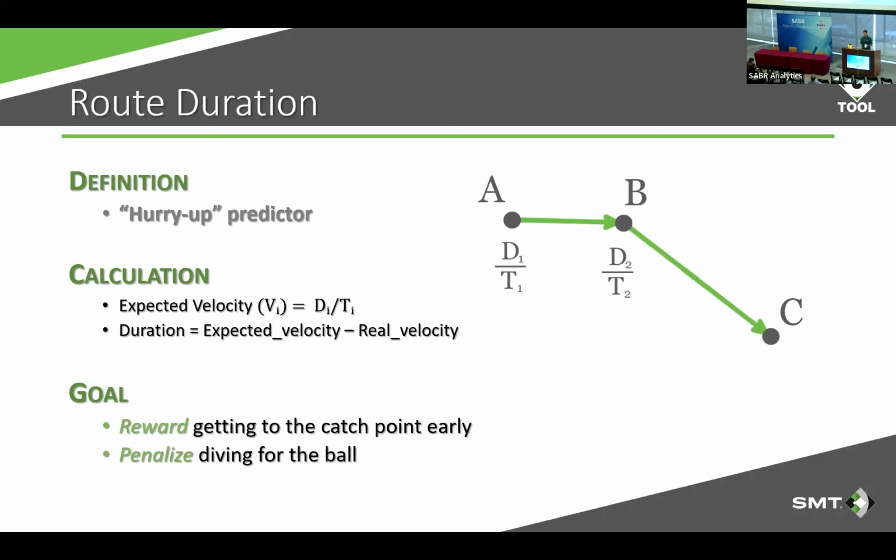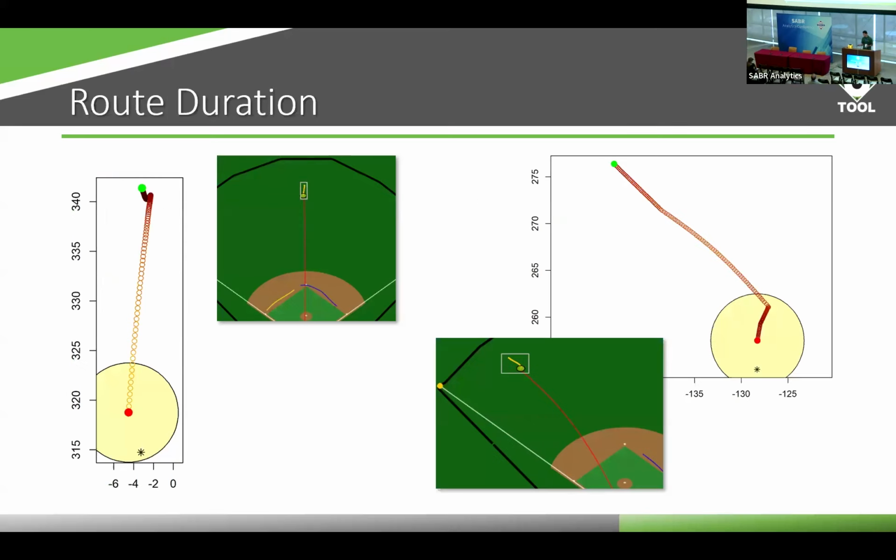And so we can compare that with the player's actual velocity. And so we say if the player's actual velocity is slower than how fast he's expected to go, then he's behind the route and he needs to hurry up. But if he's faster, then he's ahead of the ball and he can get to the catch point early, which is what we want to encourage. We want to encourage a player getting to the catch point early to catch the ball.